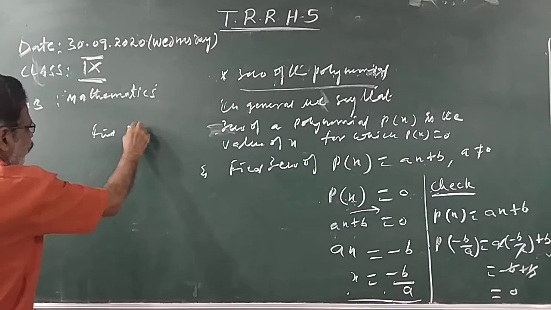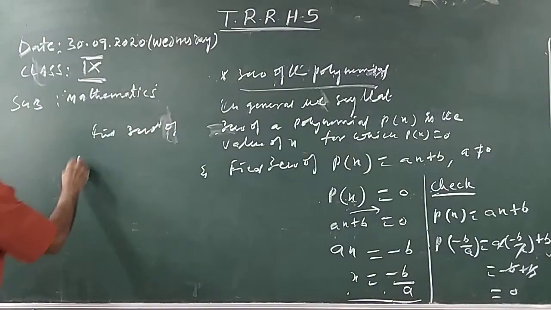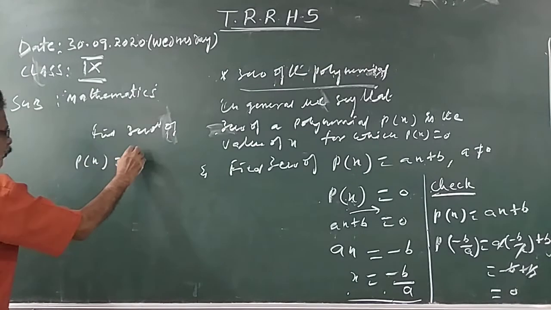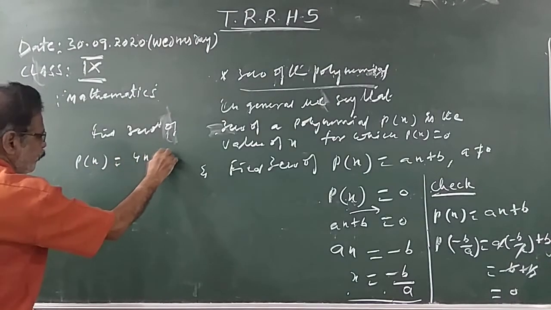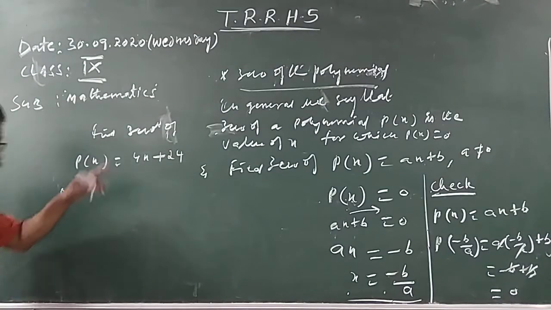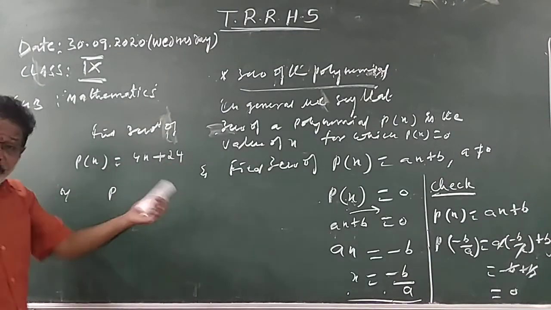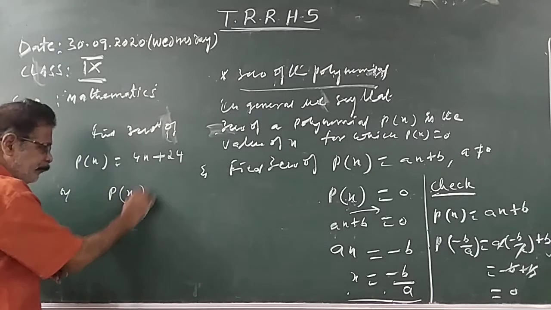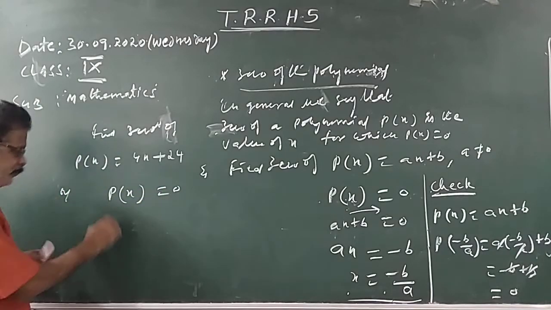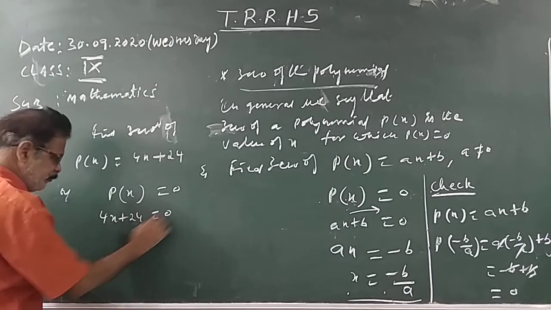Find the zero of p of x is equal to 4x plus 24. So we are finding the zero of it. For which value of x is it 0? Already I told you that when you want to find the zero of the polynomial, set the given polynomial equal to 0. p of x is equal to 0. So 4x plus 24 equal to 0.